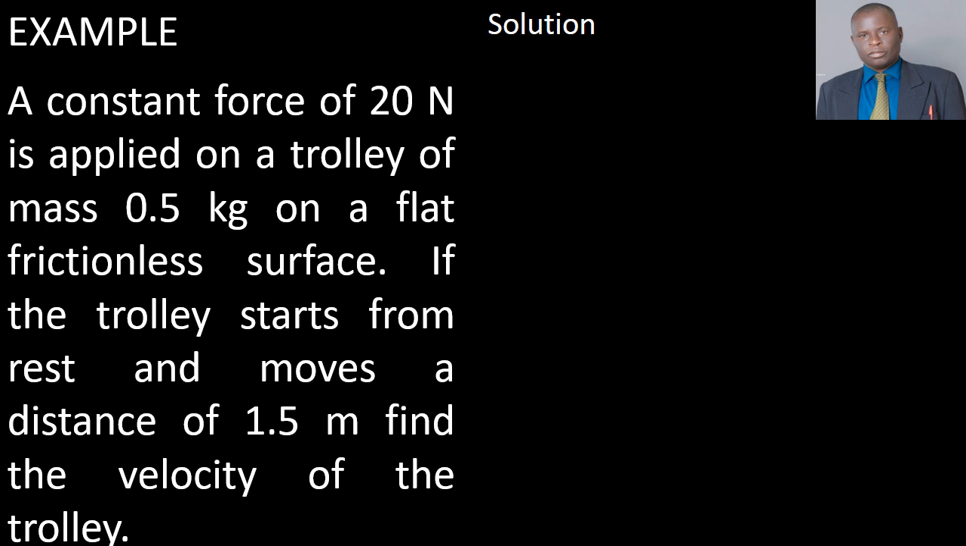Let's look at an example. We are told here that a constant force of 20 newtons is applied on a trolley of mass 0.5 kgs on a flat frictionless surface. If the trolley starts from rest, or from 0, and moves a distance of 1.5 meters, find the velocity of the trolley. So the mass of the trolley is given to us as 0.5.